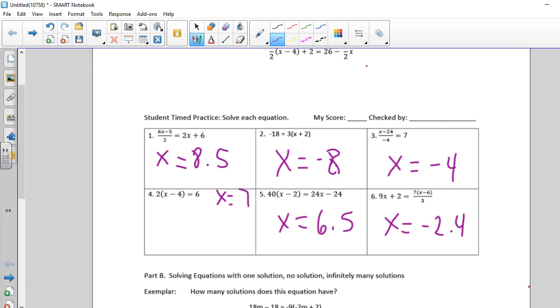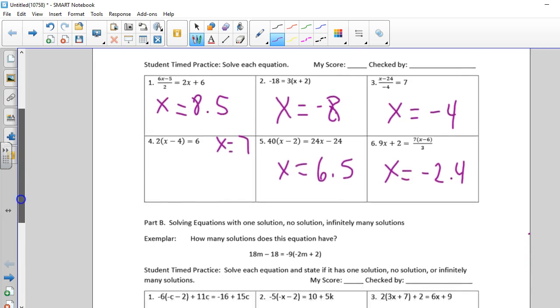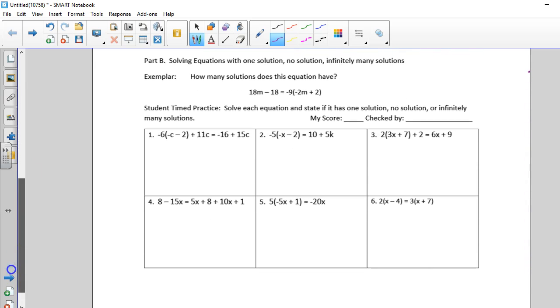All right, so that takes care of the first part, A. Now let's go on to part B. Solving equations with one solution, no solution, or infinitely many solutions. Again, the exemplar tells us that we have to first distribute before we can do anything else because we have to simplify. That's always our first step.